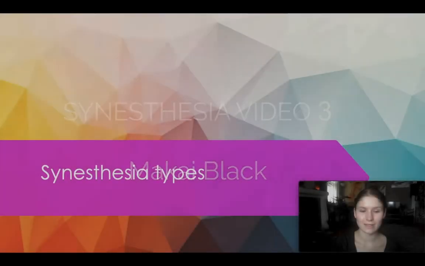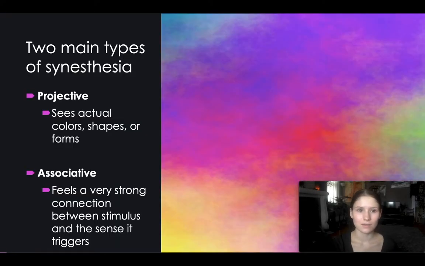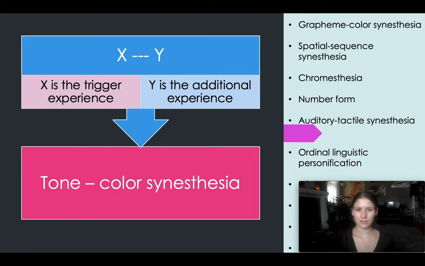Today we're going to talk about the synesthesia types. So the two main types are projective and associative. Projective means that they actually see the colors or physically experience it, and associative is more like they have a strong feeling or connection between one sense and another. So there's some ways to think about this.